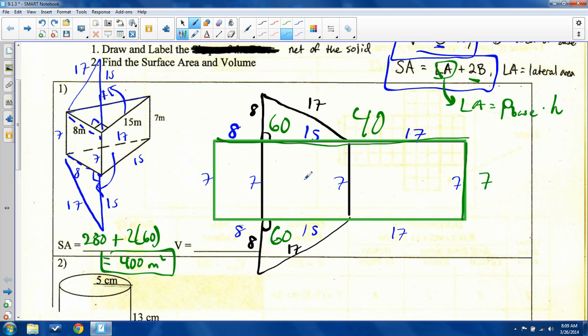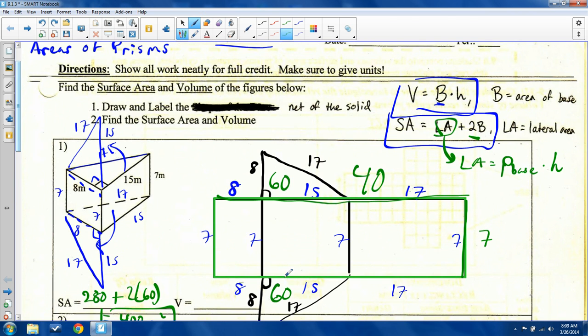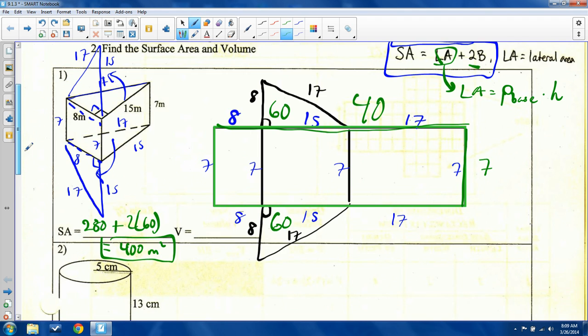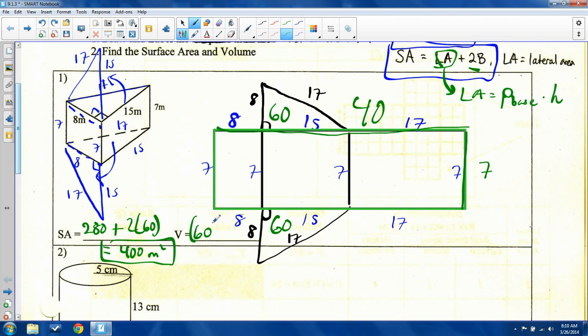Okay. Your volume is taking the area of your base, which we already got. We got it as 60. So the area of your base times your height, which is 7. So it's simply 60 times 7, which is 420 square meters. I'm not even going to take time explaining that one. It does come pretty naturally.